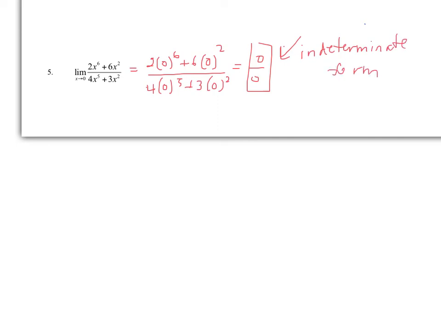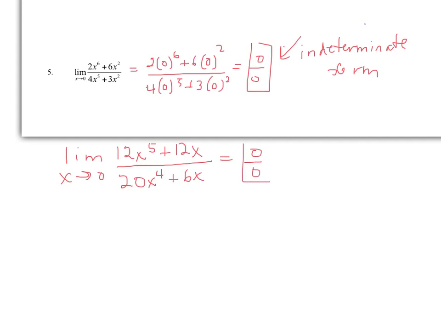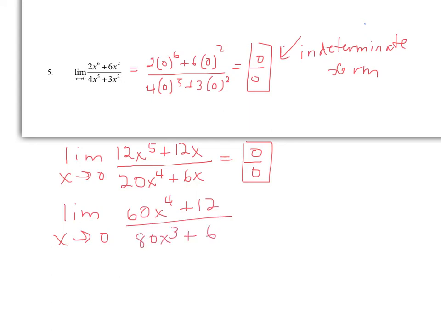So we're going to take the derivative. In the numerator, we get 12x to the 5th plus 12x. And in the denominator, 20x to the 4th plus 6x. We try plugging in again. Indeterminate form. And L'Hopital's rule guarantees that we can try again to take the derivative. So we get 60x to the 4th plus 12. And then 80x to the 3rd plus 6. When we plug in now, we get 0 plus 12 over 0 plus 6, which is 2.